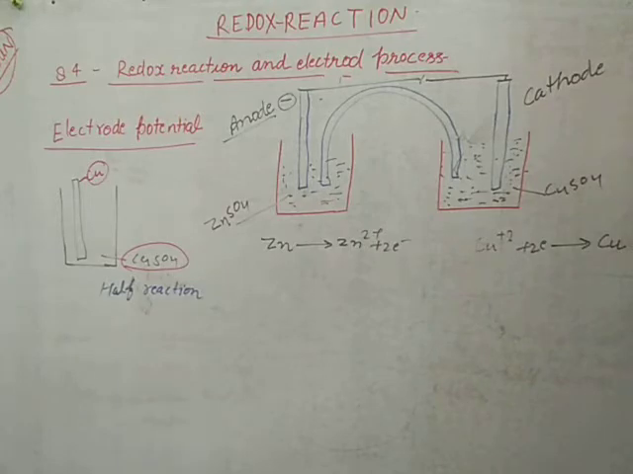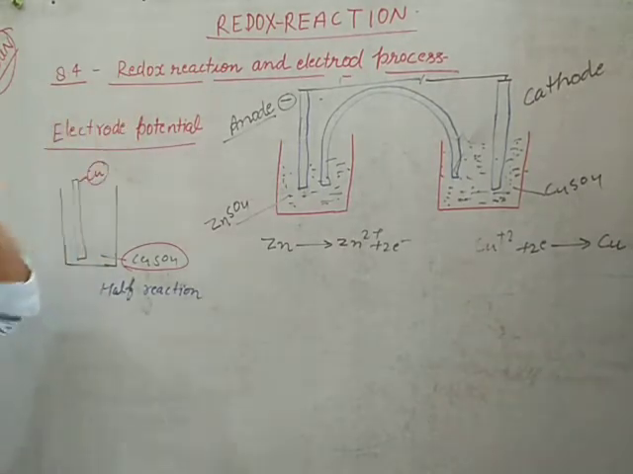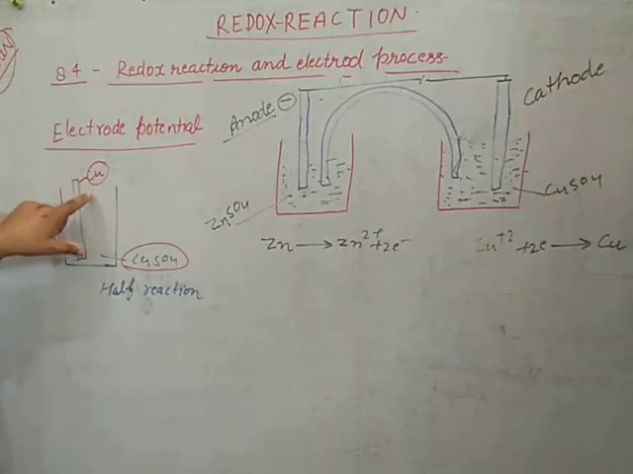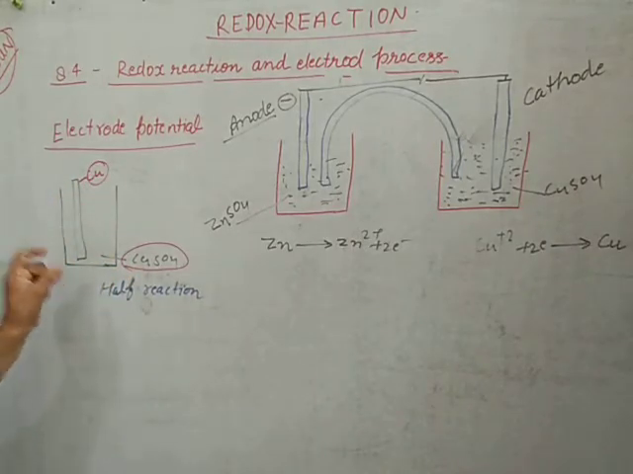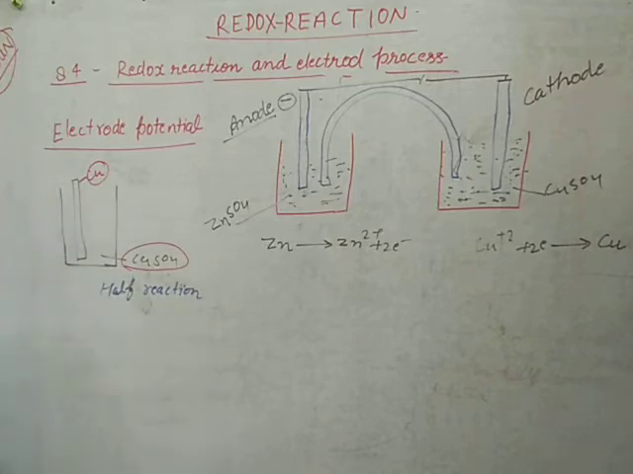When a metal rod is dipped in its salt solution, a potential develops between the salt solution and the electrode. That is called electrode potential. When we dip a metal rod in its salt solution, the potential developed between the electrode and salt solution is called electrode potential. You can write this also here.